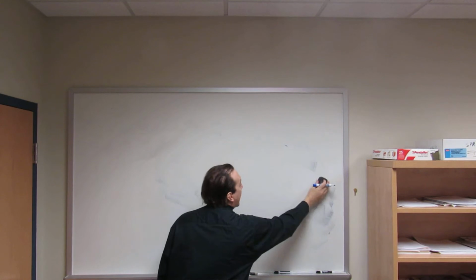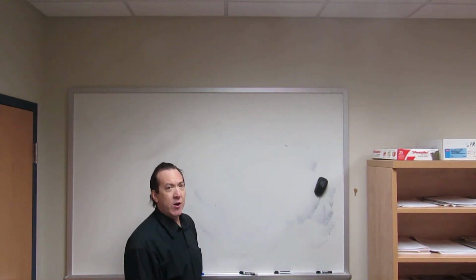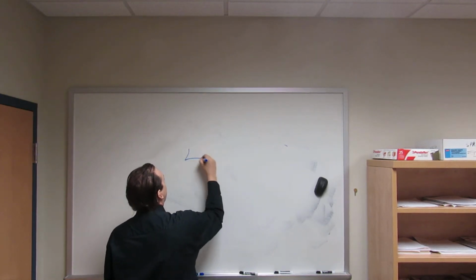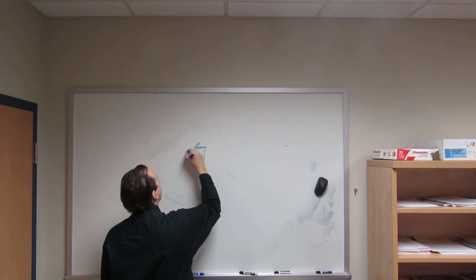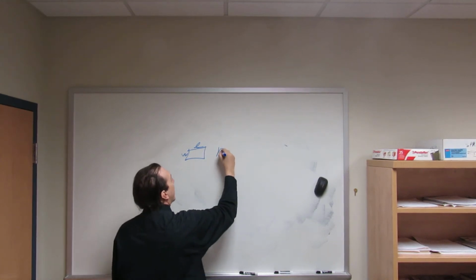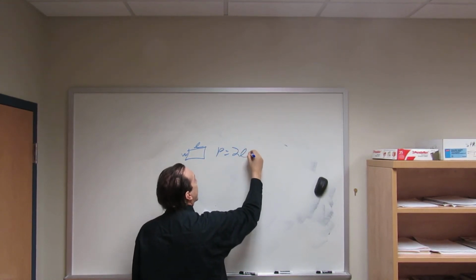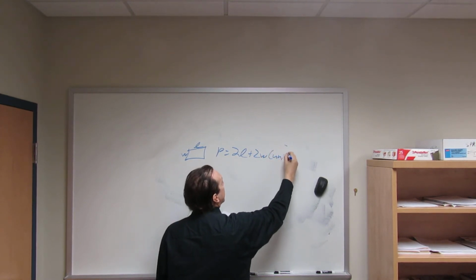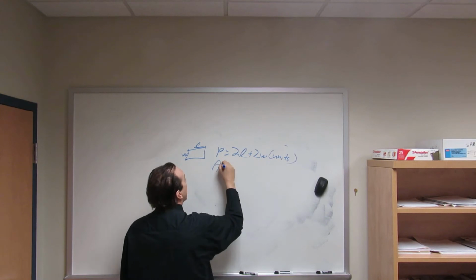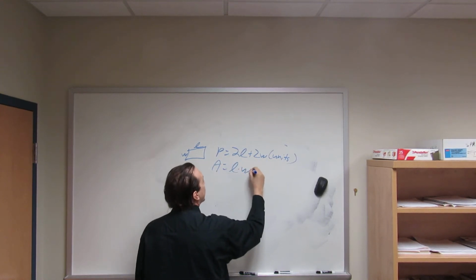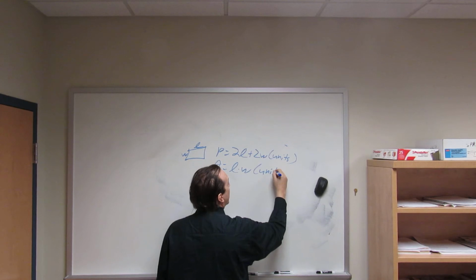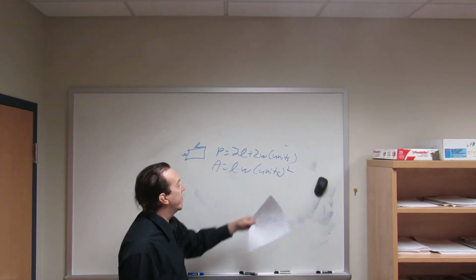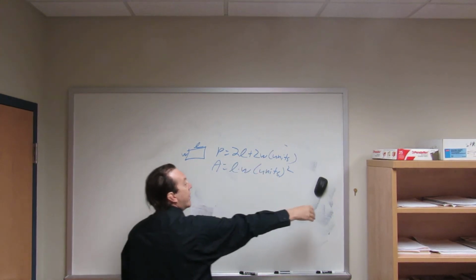The last ones have to do with shapes, and you need to know how to do either the perimeter, circumference, or area. So let's say we have a rectangle, and it's length times width. Perimeter equals 2 times length plus 2 times width, and it's in units. Area is length times width, and it's in units squared. Make sure you get the units correct and the formulas right.